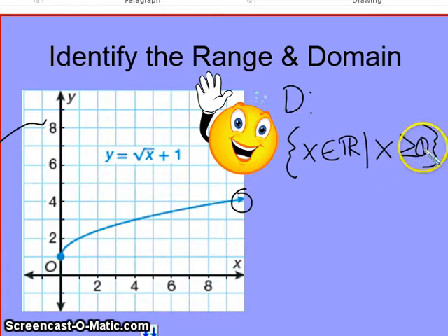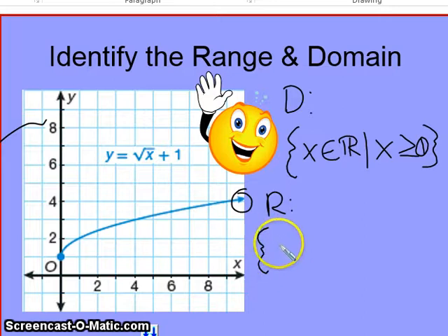Alright, so our domain is x is an element of all real numbers, such that x is greater than or equal to 0. Anytime you list the domain and range, you're going to have this whole section right here. Range will be y's, but this just says that x is any real number as long as it's greater than or equal to 0. And we can tell that from the graph because the furthest to the left we go is 0, and the furthest to the right we go is infinity. Now let's do range.